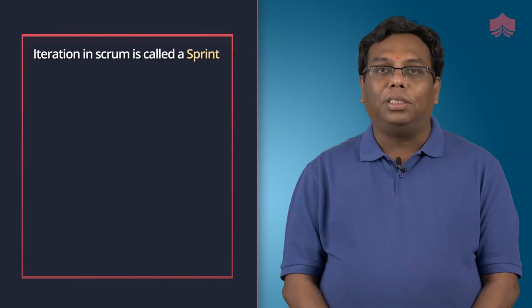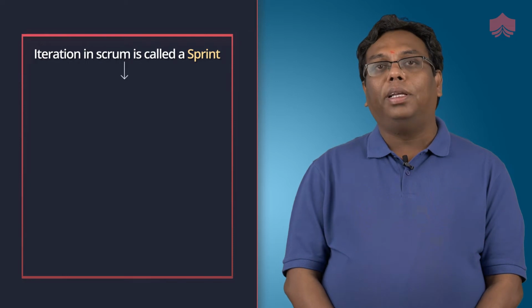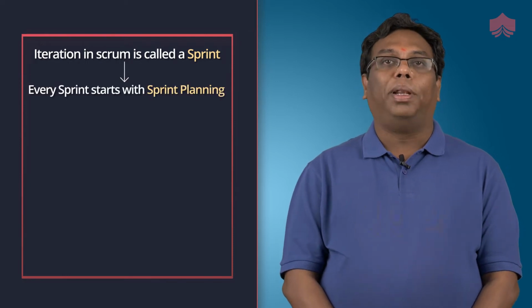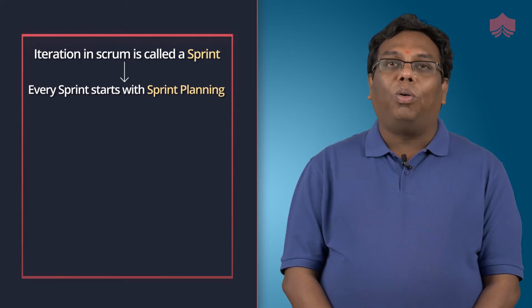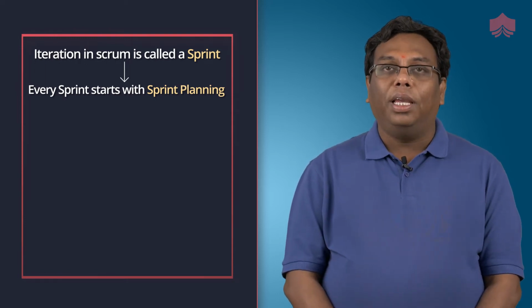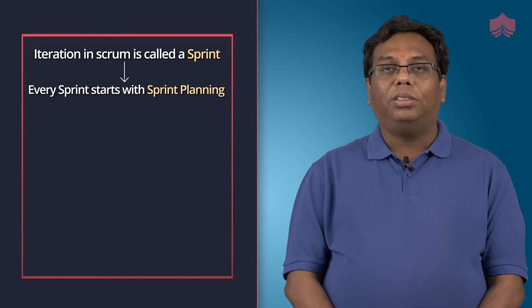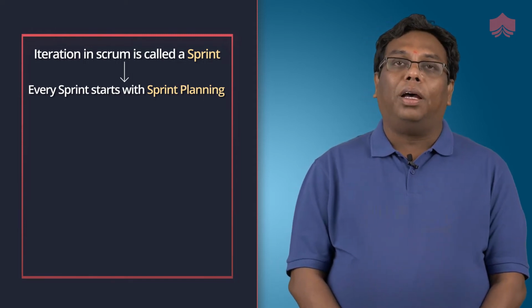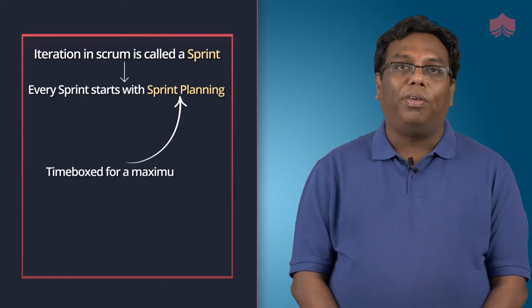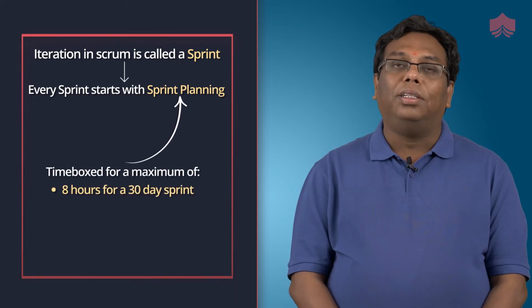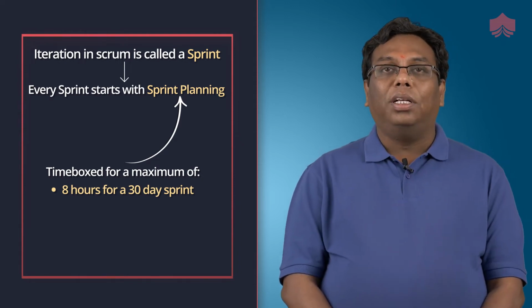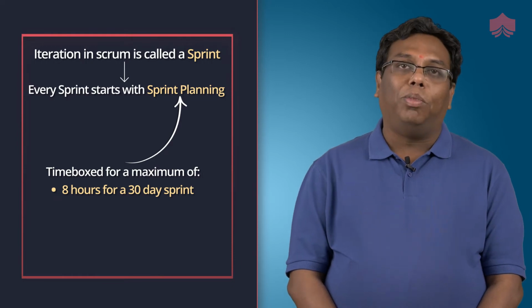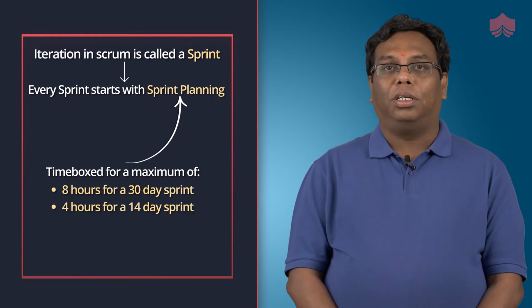In Scrum, each and every iteration we call a sprint. Every sprint in Scrum starts with something called sprint planning, where the team is going to plan what they want to achieve in the upcoming iteration, right? It is time boxed for a maximum of 8 hours for a 30-day sprint. If the sprint length is 2 weeks, then sprint planning should be time boxed to 4 hours, right?